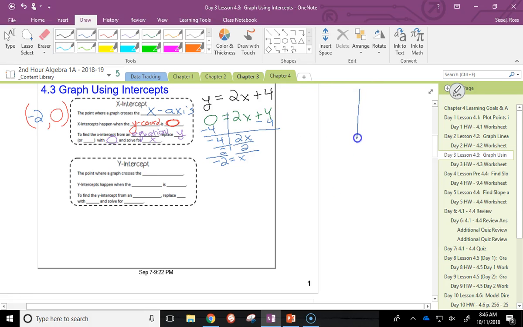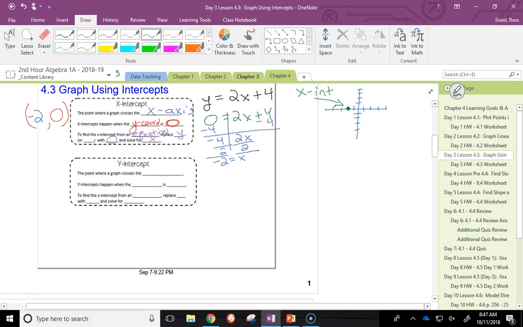Redraw this little graph for you. So I know because of negative 2, 0, I'm going to cross right here. This is my x-intercept. Now, to find our y-intercept, it's going to be very similar. It's just kind of the opposite steps.